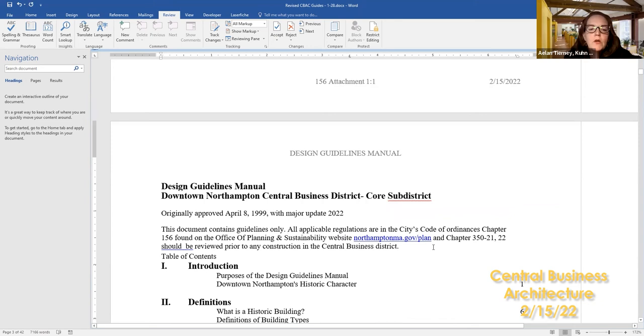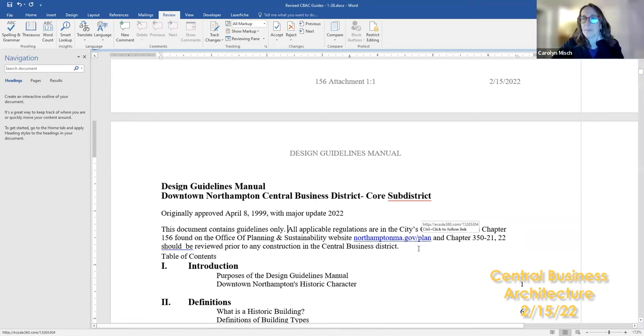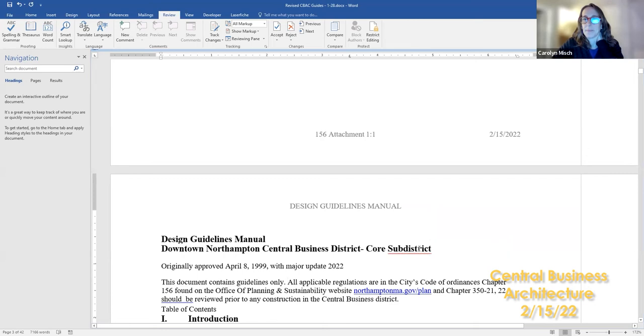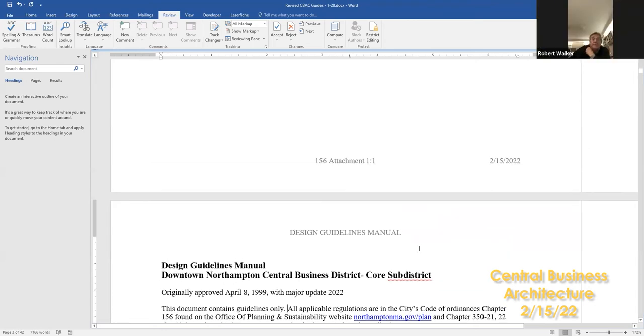Okay, so you will strip this. Carol, are you going to strip those out so we can see the revised guidelines? Yeah. I think that would be easier, to go back and look at them and evaluate them that way.